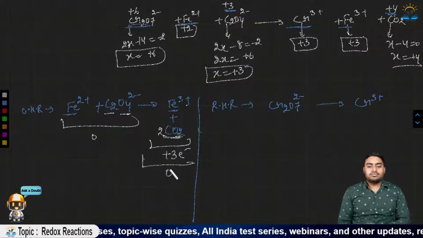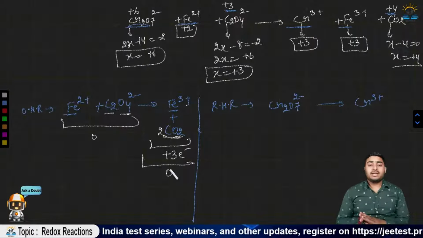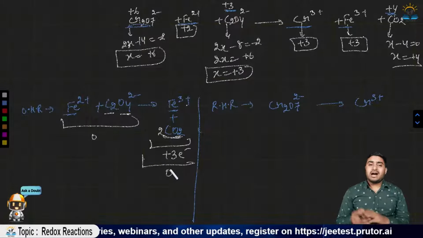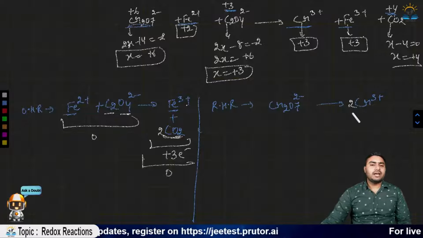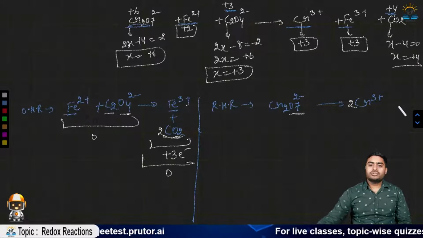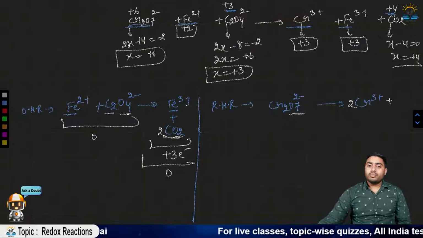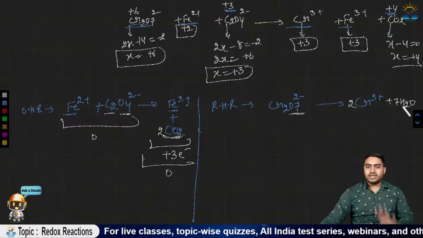Now let's balance the reduction reaction. First of all, you can balance the atoms other than hydrogen and oxygen. So Cr2O7 2 negative, and here you can write 2 Cr3 positive. Now you can see here 7 oxygen, so you have to add how many water molecules? 7 water molecules. Now both sides 7 oxygen atoms are there.